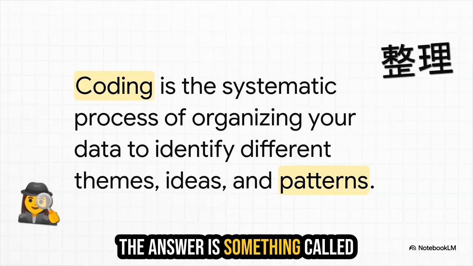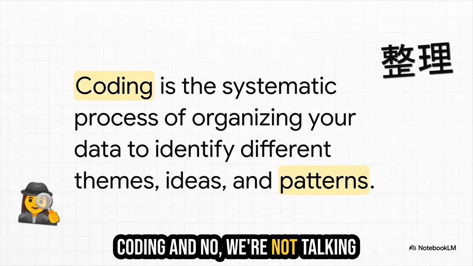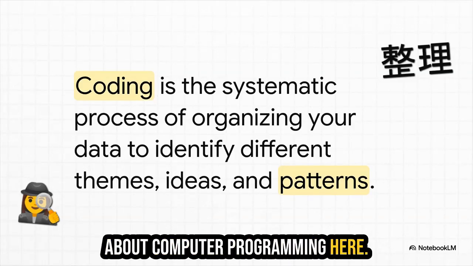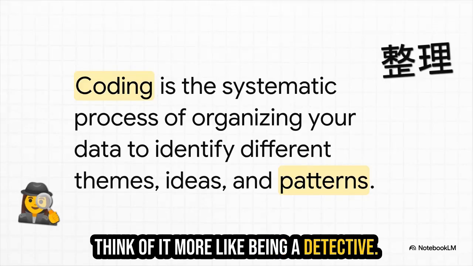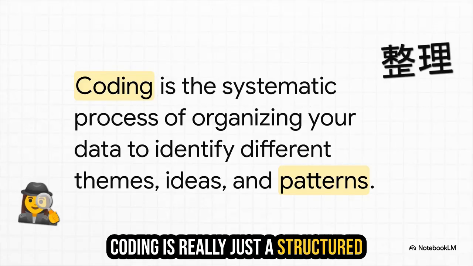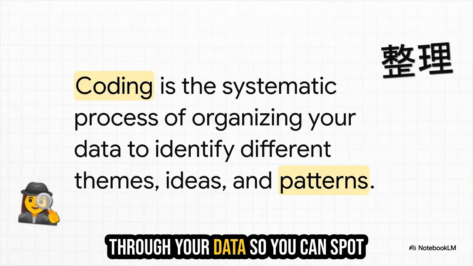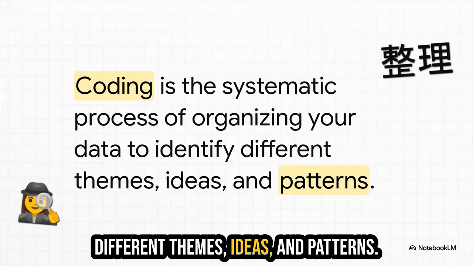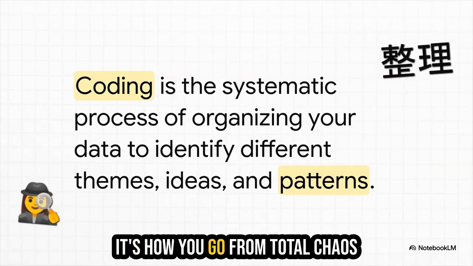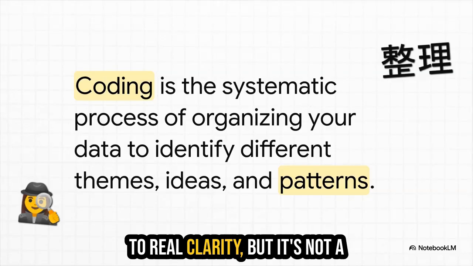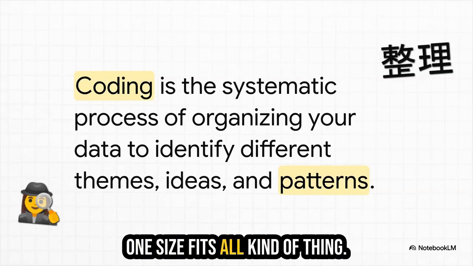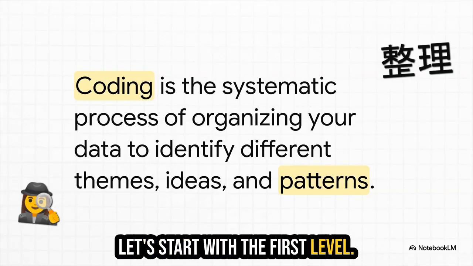Well, the answer is something called coding. And no, we're not talking about computer programming here. Think of it more like being a detective. Coding is really just a structured way of organizing and sorting through your data so you can spot different themes, ideas, and patterns. It's how you go from total chaos to real clarity. But it's not a one-size-fits-all kind of thing. Let's start with the first level.